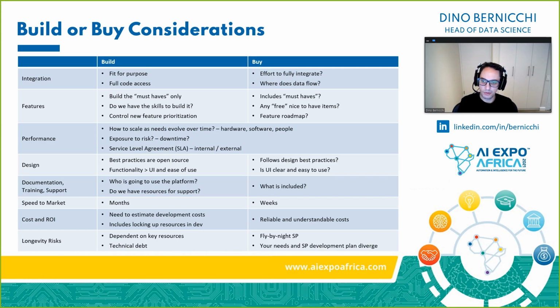Speed to market, if you build it, it's definitely going to take you a few months. At HomeChoice, it took us probably about a month and a half to get a prototype up and running of the whole AI platform. And then over the next year, as we were developing solutions and pushing into production, we were making fine improvements on the AI platform.